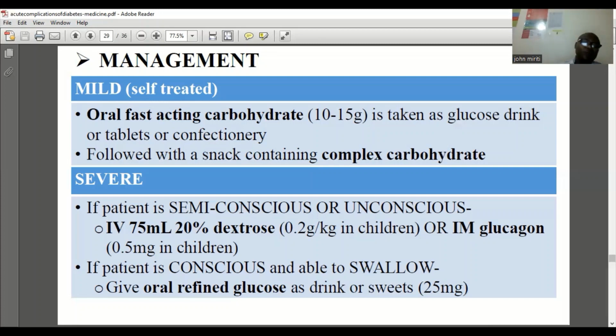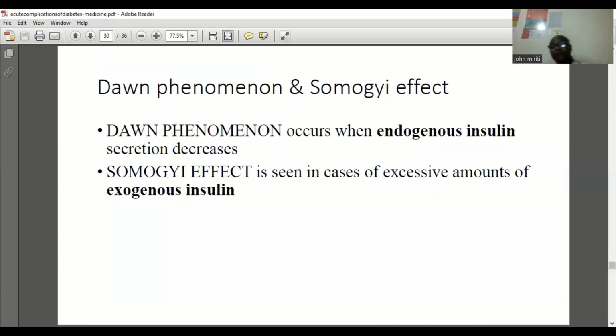In children you give 0.5 grams of glucagon. If the patient is conscious but unable to swallow, you give oral refined glucose as a drink or as sweets, that is 25 milligrams. But you have to continue monitoring the sugars of your patient and also start establishing the cause of hypoglycemia. There are some things called dawn phenomenon and Somogyi phenomenon, which occur in our day-to-day life in our body. Every person has this each and every day.